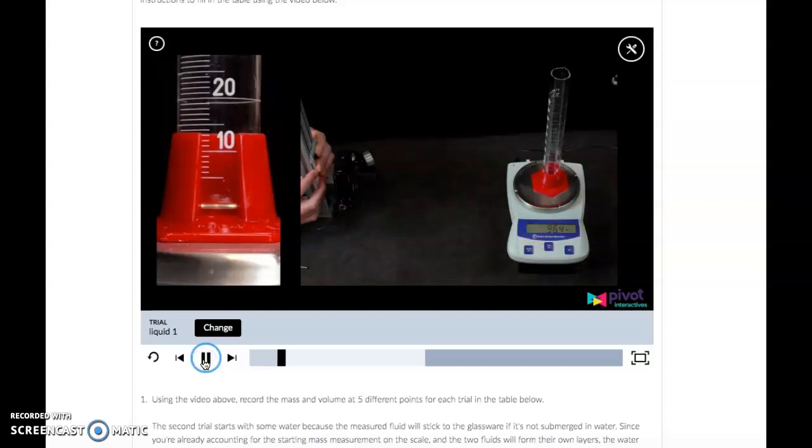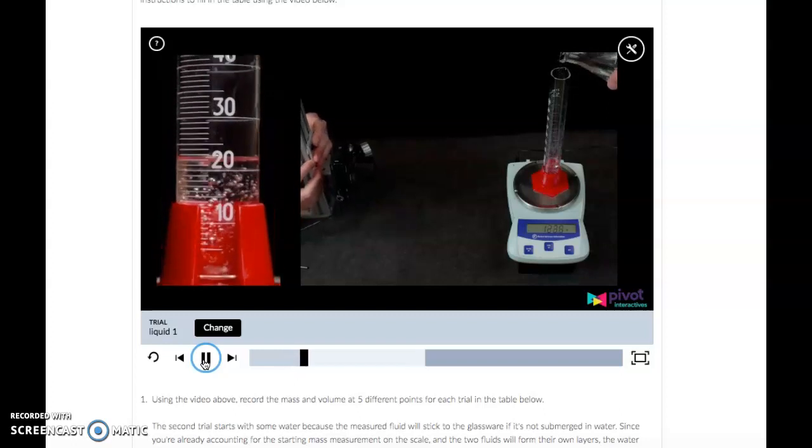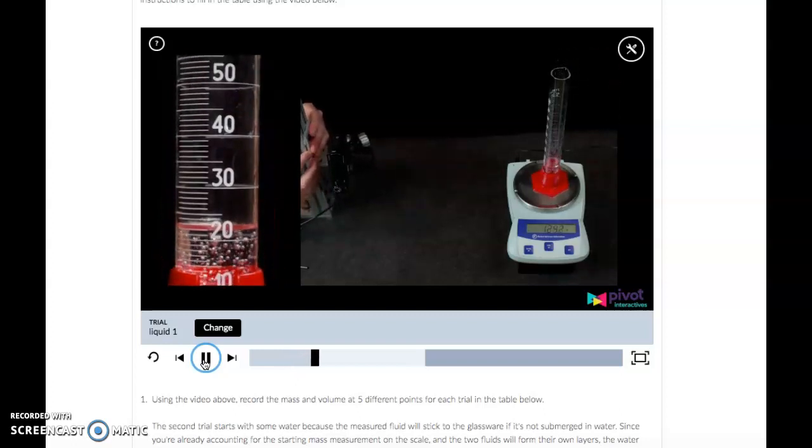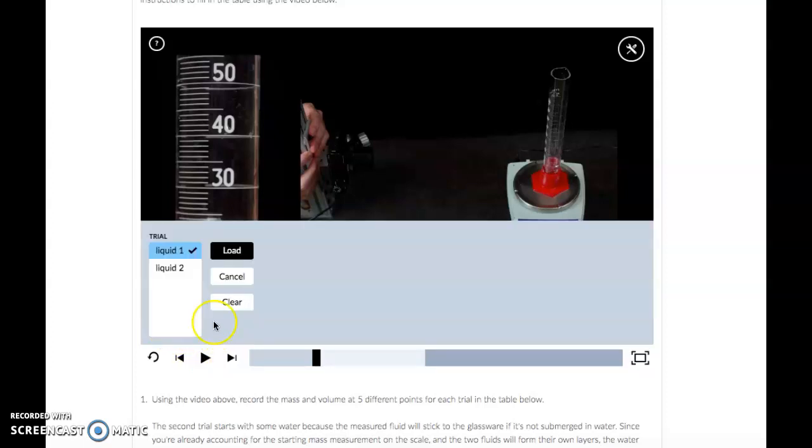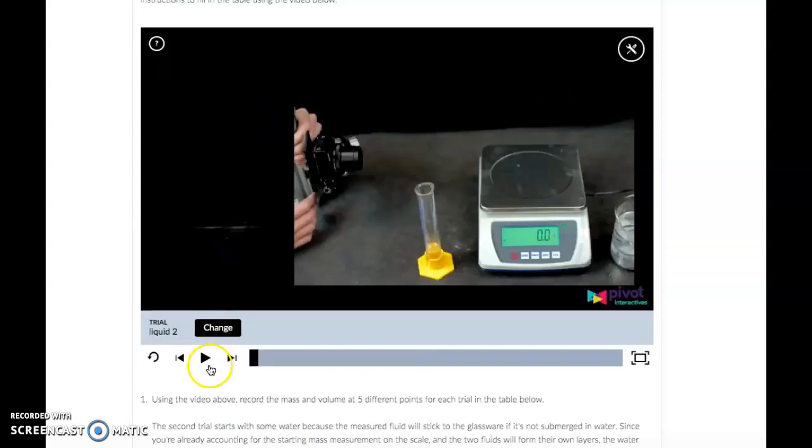If we keep playing it forward, they will pour the substance in, and they pause. That's when you should pause the video and record your data for liquid 1. You will collect data on 5 trials for liquid 1, and then there's also a second liquid that you will try to identify.